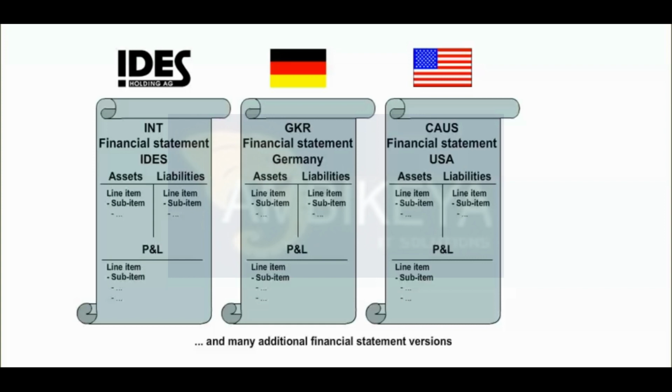The IDES company codes use the following charts of accounts. INT is used by company codes 1000, 2000, 2100, 2300, and 6000. CAUS is used by company codes 3000 and 4000. CAFR is used by company code 2200. CAJP is used by company code 5000.